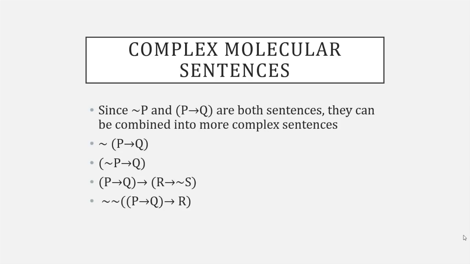Okay, so this is just to recall that "not P" is a molecular sentence. It's not just an atomic sentence. P is the atomic, "not P" is a molecular sentence. But then you can build up even more complex sentences using these construction rules. That's good, yeah? Okay.